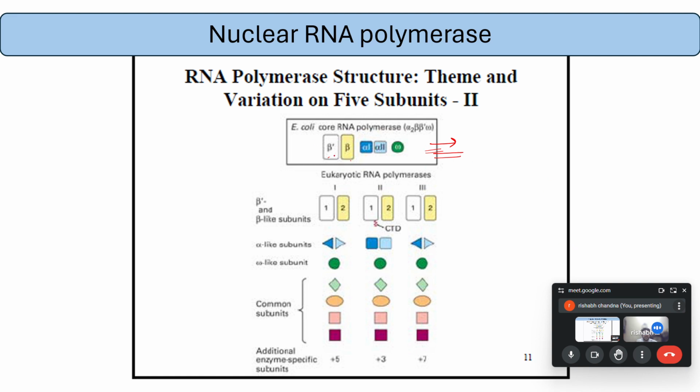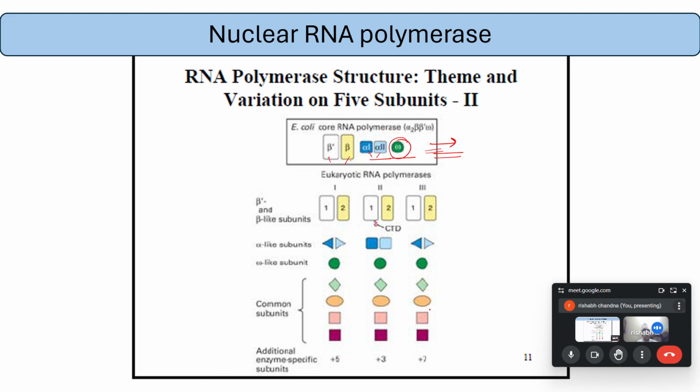In the prokaryotic RNA polymerase, we have beta prime and beta subunits involved in the polymerization, and alpha 1 and alpha 2 subunits that are basically involved in the stabilization of the subunits as well as binding to the upstream element. And then we have the omega subunit. Omega also helps in the stabilization of the subunits after forming the core polymerase.